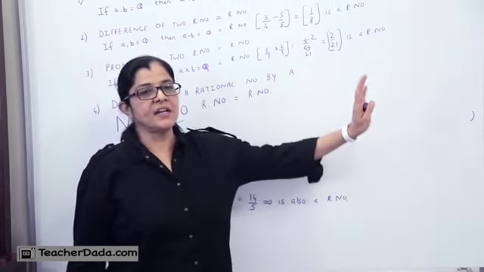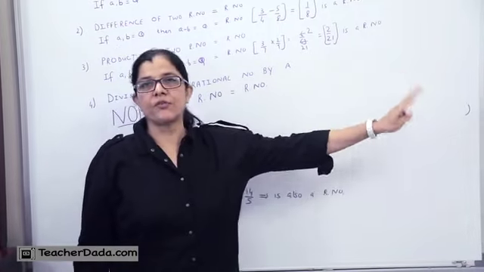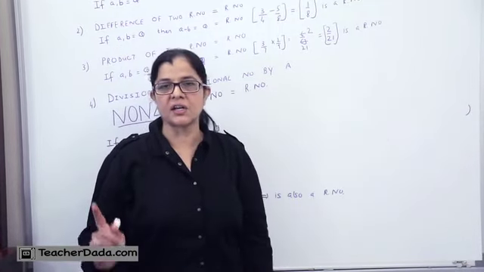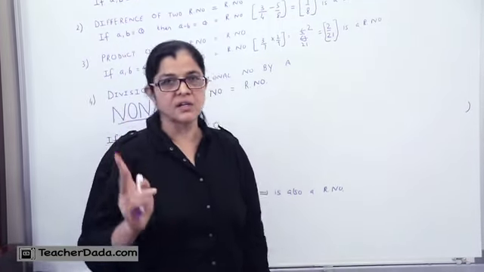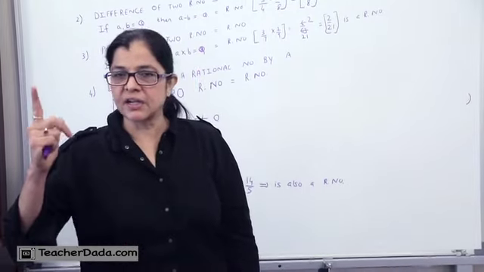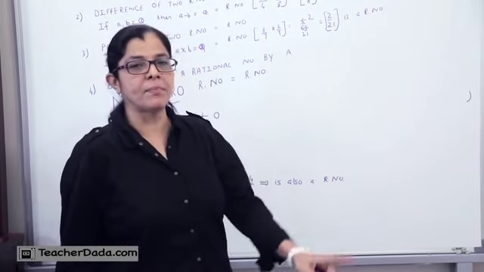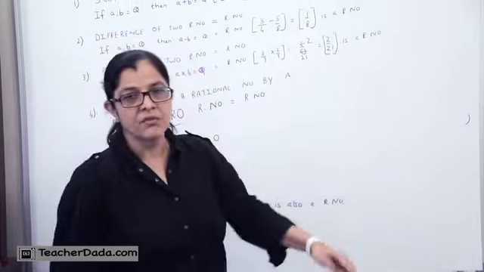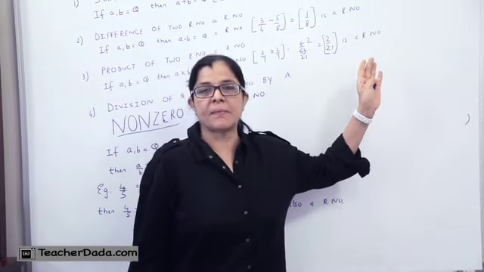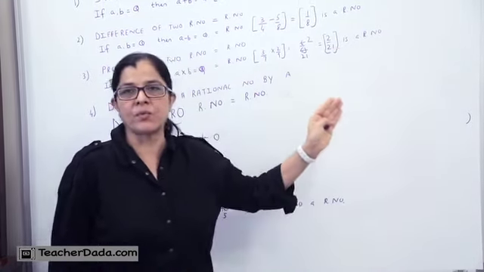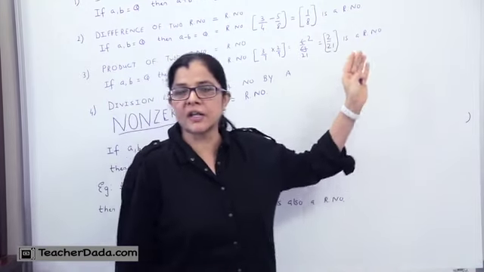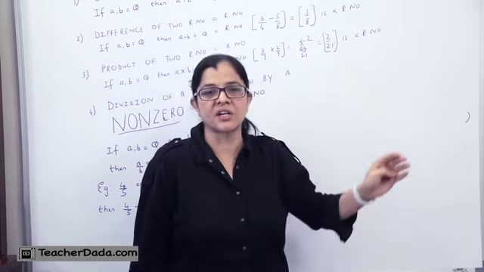So as I said, any number that can be expressed in P upon Q form where Q is not equal to 0 is a rational number. Second, every integer, whether it is positive, negative or 0, can be written in the form P upon Q. As I gave the example, if it's 5, I can write 5 upon 1. So Q is equal to 1 and not equal to 0. So that is termed as a rational number.